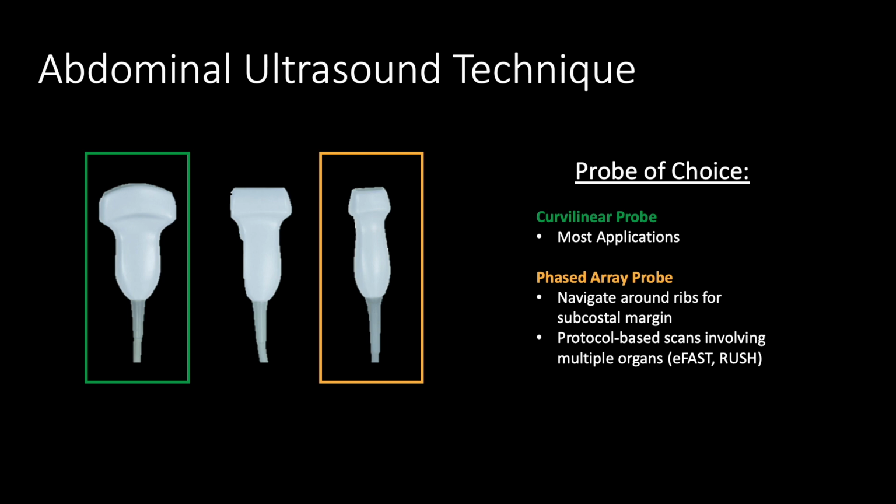The probe of choice for most abdominal exams is going to be the curvilinear probe, which is why its nickname is the abdominal probe. It has a wide footprint, good depth penetration, and adequate resolution for most of the structures of the abdomen.